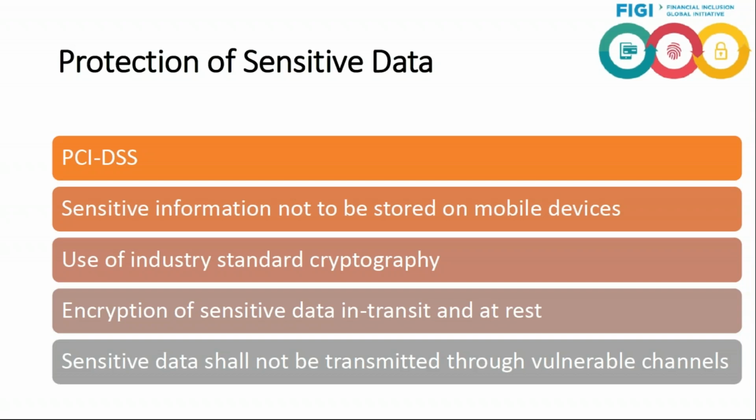Then sensitive data shall not be transmitted through vulnerable channels. This is a requirement which tries to address the SS7 vulnerabilities. If you are transmitting passwords or sensitive card information with personally identifiable information through SMS or USSD, it's not advisable. It's better to be shared through a secure channel. How the regulated entities are going to do it, we don't know.